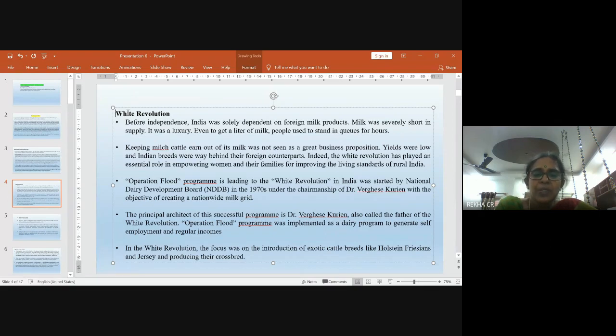So the Operation Flood program was implemented as a dairy program to generate self-employment and regular incomes. So in the White Revolution, the focus was the introduction of exotic cattle breeds like Holstein Friesian and Jersey, and producing their crossbreeds.